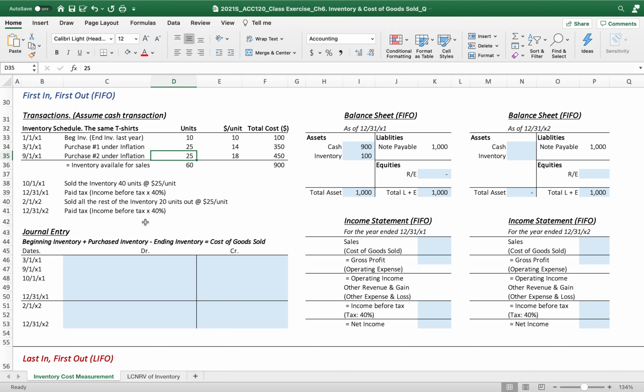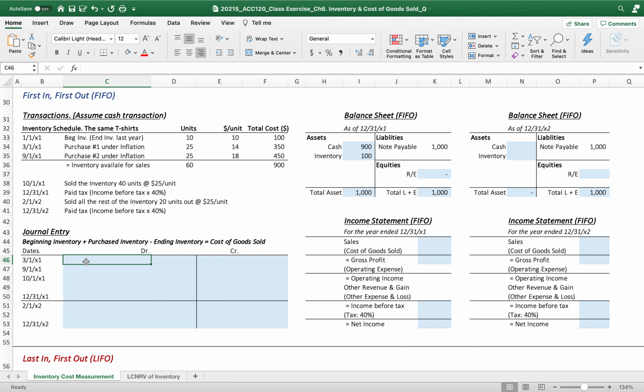Then we'll apply this procedure into this practice. The same transaction, but different inventory cost recognition. Now, the March 1st, we purchased number one. The beginning inventory we already have. The ending inventory of last year is converted into the beginning inventory. So we don't have a transaction this year related to this, but we started from this beginning inventory, $100 total cost.